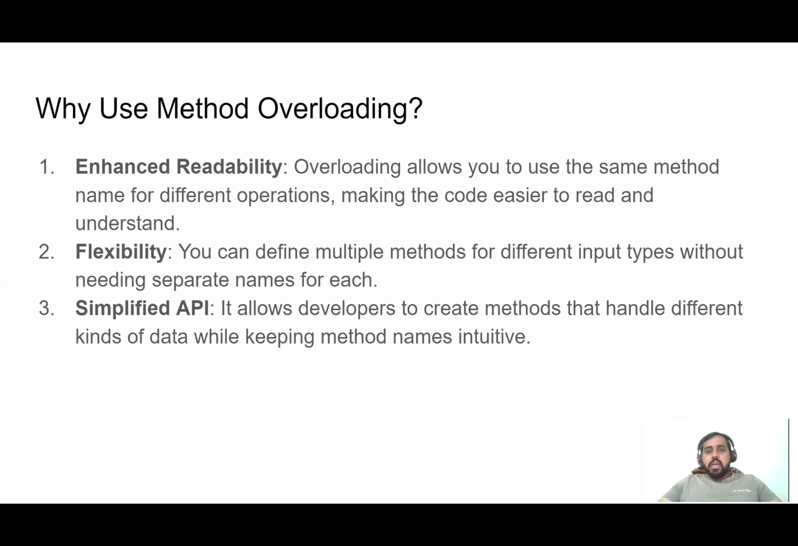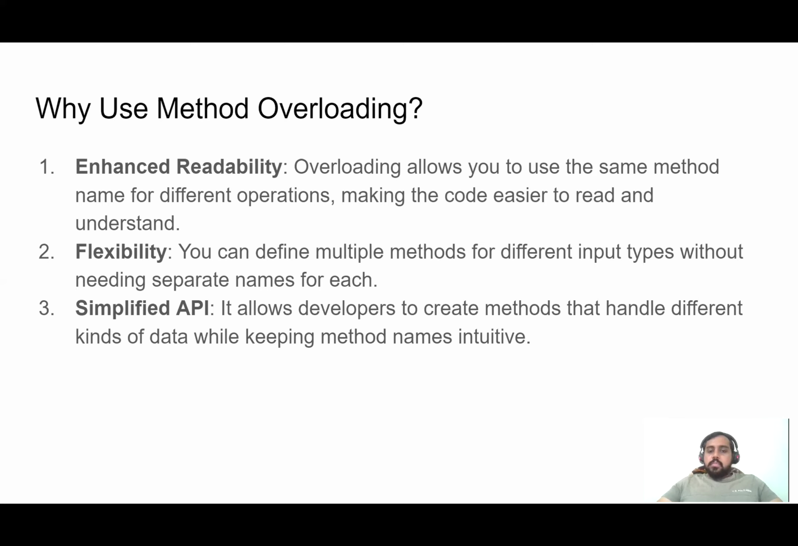Suppose at runtime I have only one method that I have defined, add. If the user passes two parameters to it, it will add. If the user passes three parameters also, it will add, because I have written two methods with the same name, add, accepting different parameters. And simplified API. We'll talk about API in the upcoming videos.